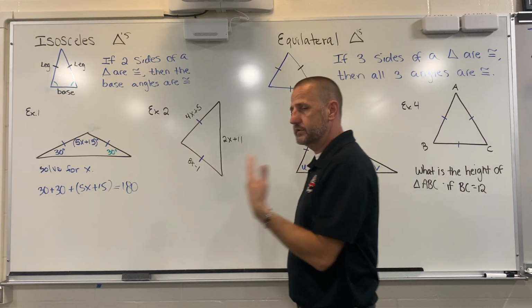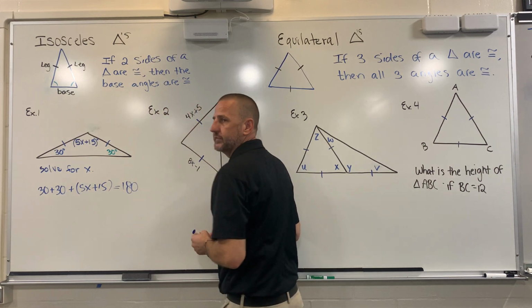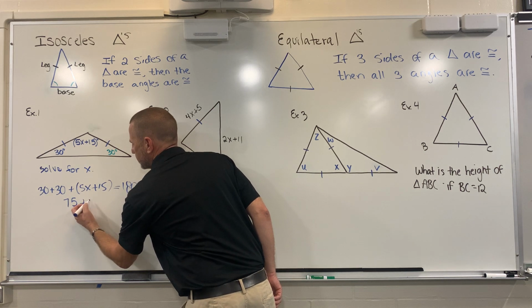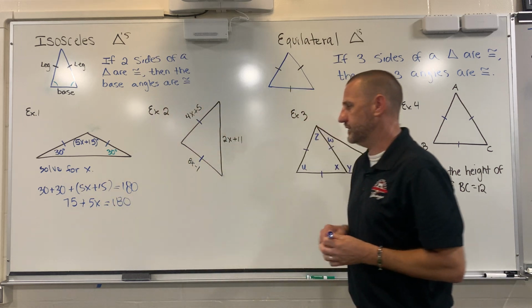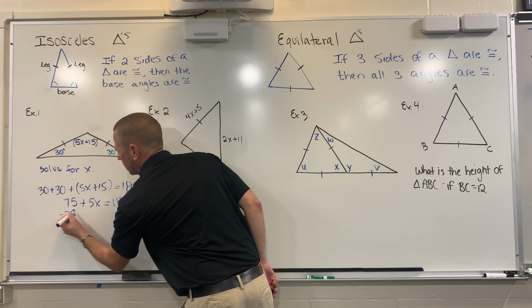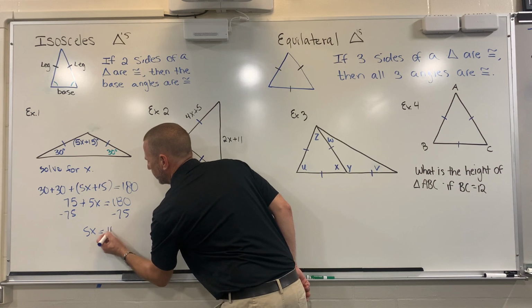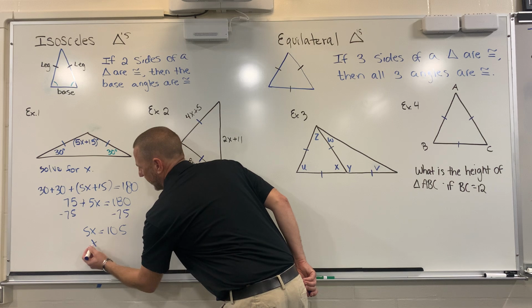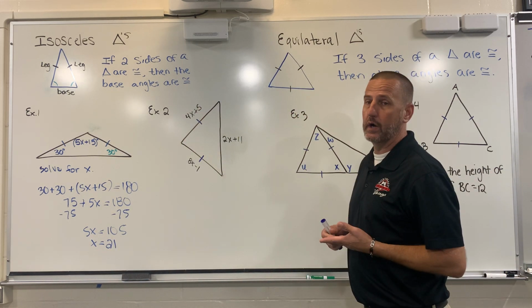So let's combine our like terms. I have 30 and 30, which is 60. And then I have a 15. That makes 75 plus 5x equals 180. All right, so now if I want to solve it, I could take 75 from both sides. And I've got 5x equals 105. If I divide by 5, x ends up being 21. So I know that x is equal to the number 21.